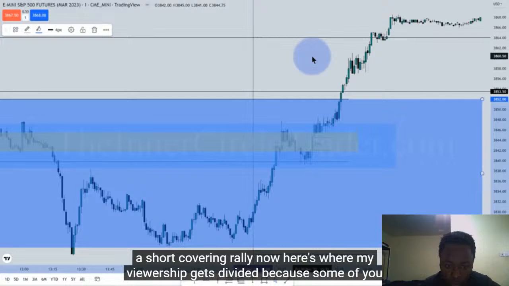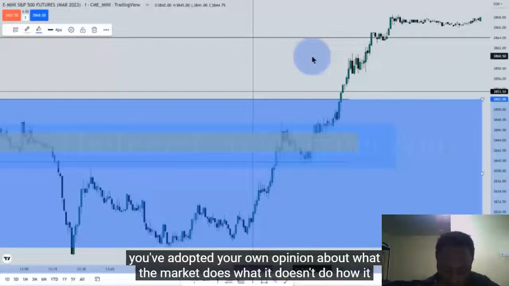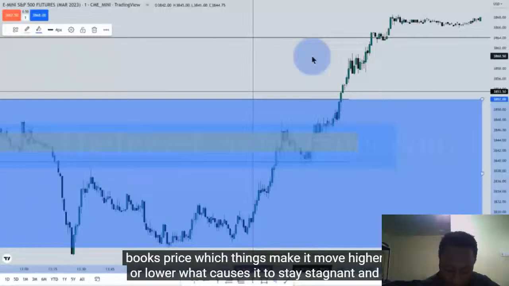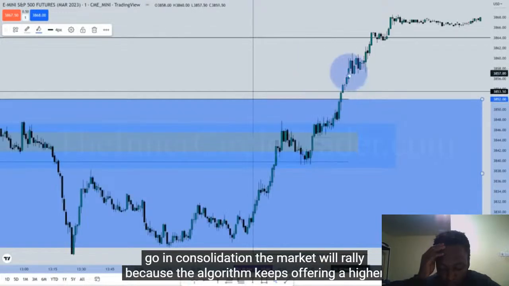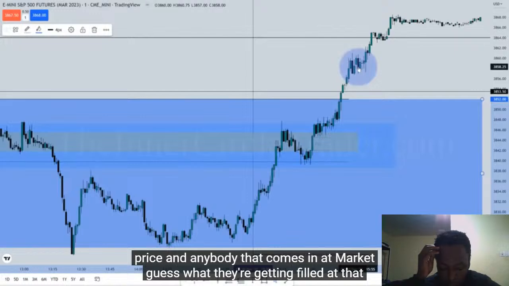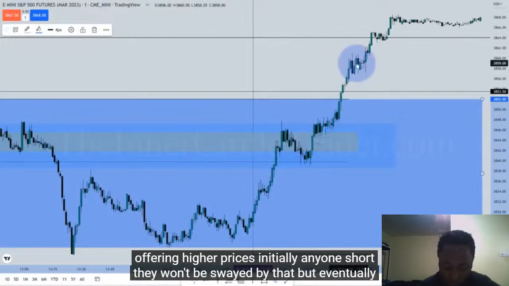Now, here's where my viewership gets divided, because some of you may have been trading for a long time. Maybe you learned from other people. Maybe you've adopted your own opinion about what the market does, what it doesn't do, how it books price, which things make it move higher or lower, what causes it to stay stagnant and go in consolidation. The market will rally because the algorithm keeps offering a higher price, and anybody that comes in at market, guess what they're getting filled at? That price. And as long as the algorithm keeps spooling, it's going to keep moving and offering higher prices.